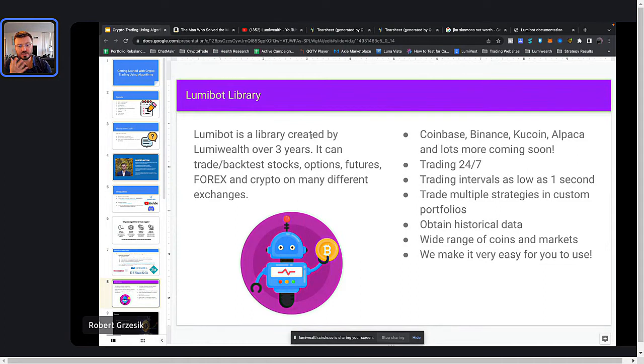So we've built this technology to make it a lot easier for you guys to do this. You can create a trading algorithm with the same code. You can backtest it and you can trade it. So it's very simple for you guys to build this stuff.